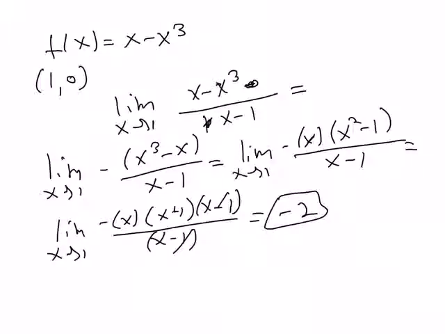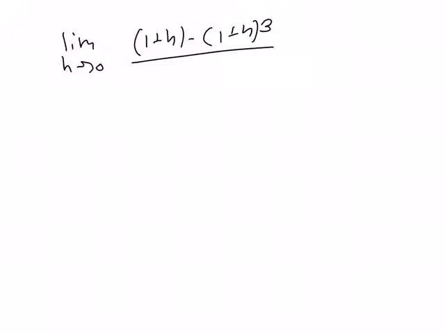Okay, now using the equation, we're going to have the limit as h goes to 0 of f of a plus h, which for us is going to be 1 plus h minus 1 plus h to the third, and then this is going to be minus 0, because minus f of a, which is 0, because we're at the point 1, 0, over h.